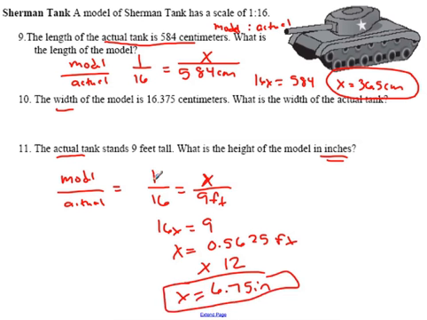So again, what we did is we just set this up. Model over actual is x over 9. Cross multiply, divide, got this number. Since this is not our final answer, we should not round this. We do not round that because it's not our final answer. We then multiply by 12 because we're converting from feet into inches.